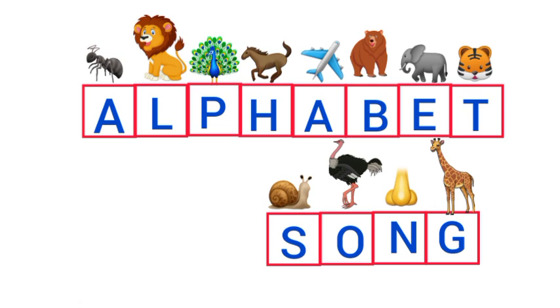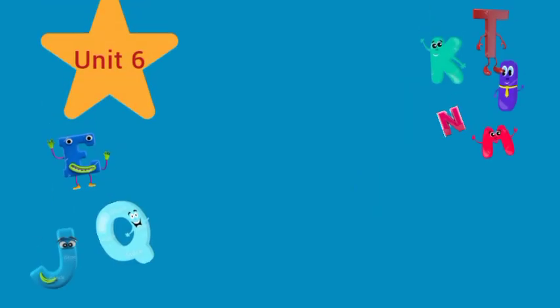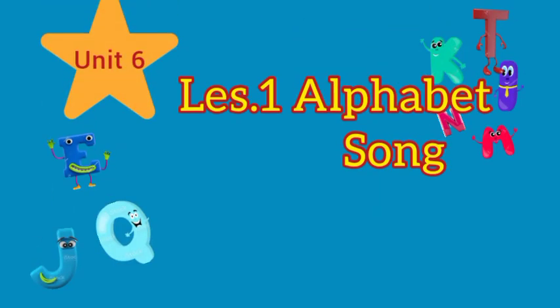Now, let us together read the words that we have formed. Yes, the words are alphabet song. So, boys, today we are going to learn a poem from Unit 6, Lesson 1, Alphabet Song. Listen, repeat, read and sing.